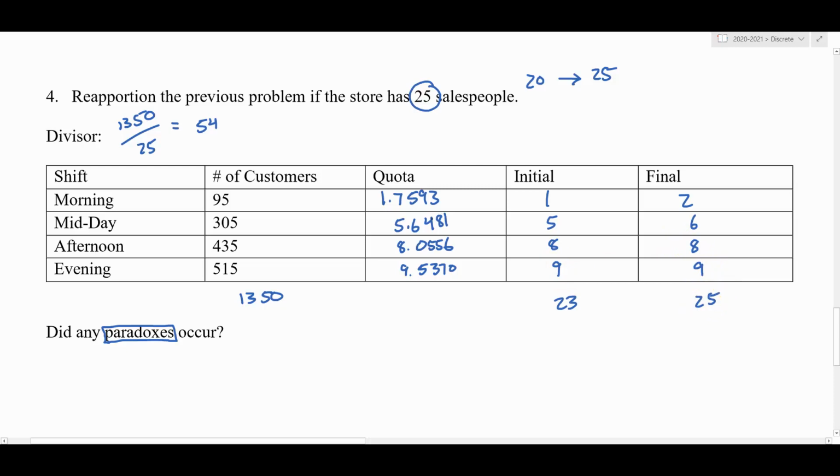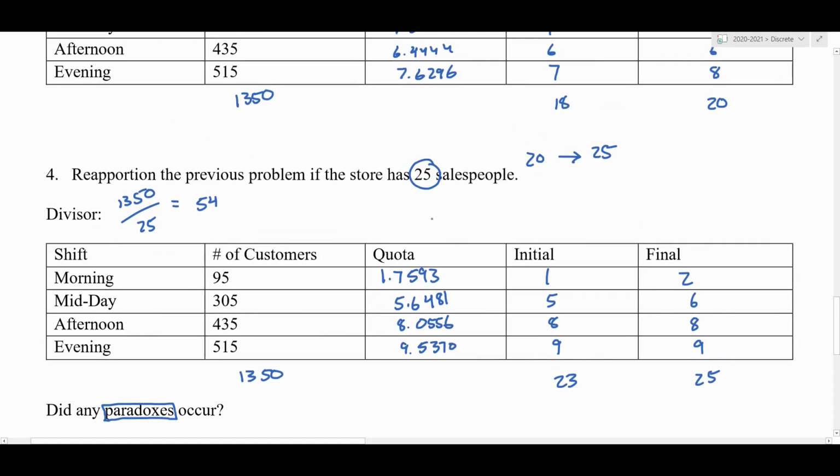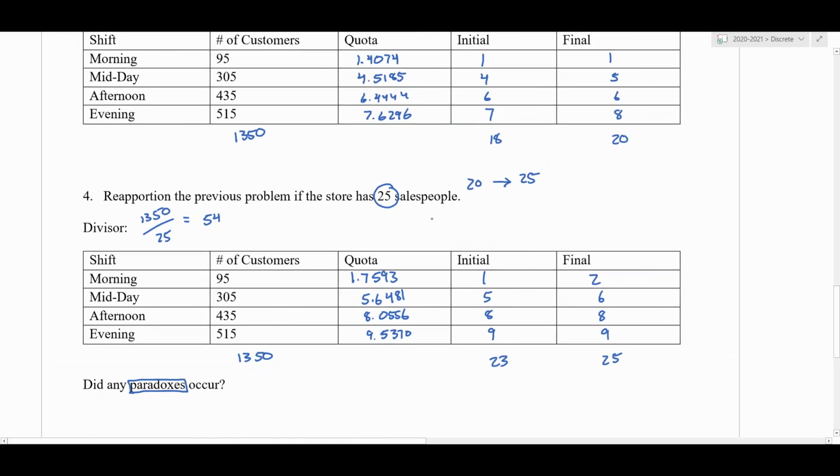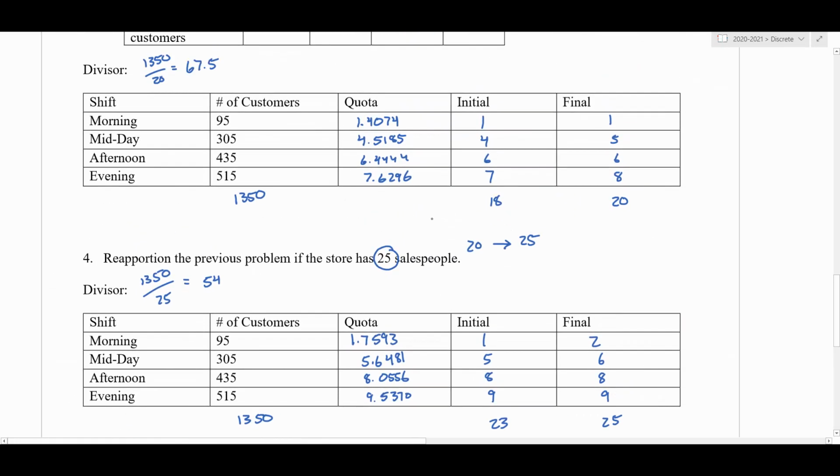And now to determine if the Alabama paradox has occurred, what I'm going to do here is take a look at both apportionments. So for the Alabama paradox to have occurred, the original apportionment that we got up here with 20, one of these numbers would have to go down here when we apportioned with 25. Okay, so notice in the morning shift we went from 1 to 2. That's okay. They went up. It's okay to go up.